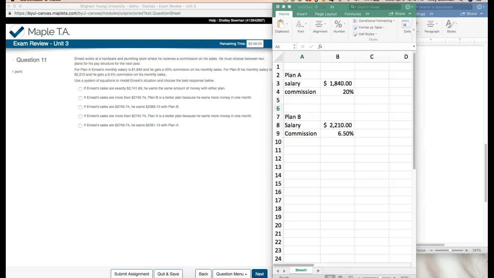Maple TA Exam Review Unit 3, question number 11. Ernest works at a hardware and plumbing store where he receives a commission on his sales. He must choose between two plans for his pay structure for the next year.